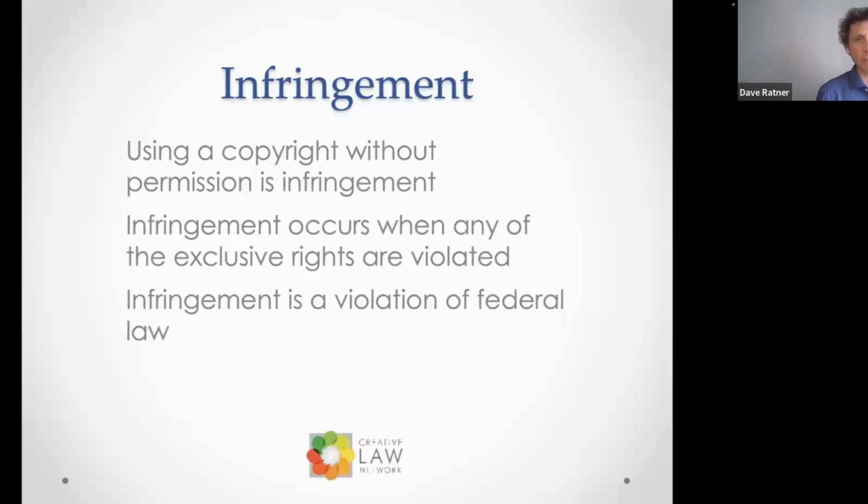But I do want to talk about infringement a little bit because I've been mentioning it along the way here. Just to explicitly say, infringement is using a copyright without permission. So basically someone else owns the copyright, you use it without their say-so, without their agreeing to that, that is infringement. It happens when any one of those exclusive rights is exploited without permission. So if you reproduce, distribute, or perform a copyrighted work without permission, or create a derivative work without permission, and the creation of the derivative work is the most common. Those are the copyright cases we hear about, like the Blurred Lines case, etc.